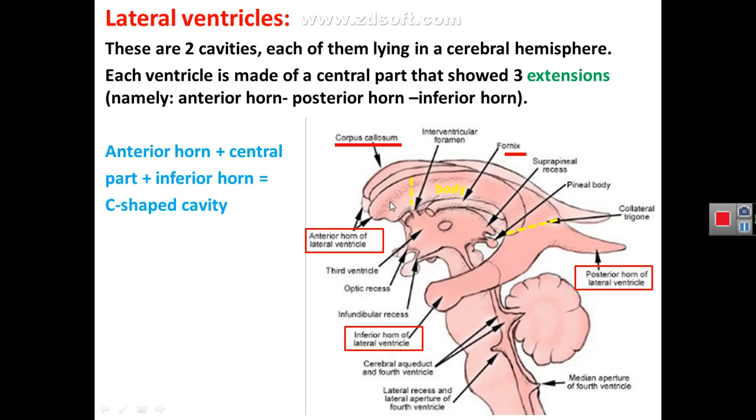The anterior horn of the lateral ventricle extends in the frontal lobe anterior to the interventricular foramen till the genu of the corpus callosum. The inferior horn extends downward and inferiorly from the body into the temporal lobe, while the posterior horn extends backward into the occipital lobe. You can see that the anterior horn, the body, and the inferior horn form a C-shaped cavity or C-shaped configuration.